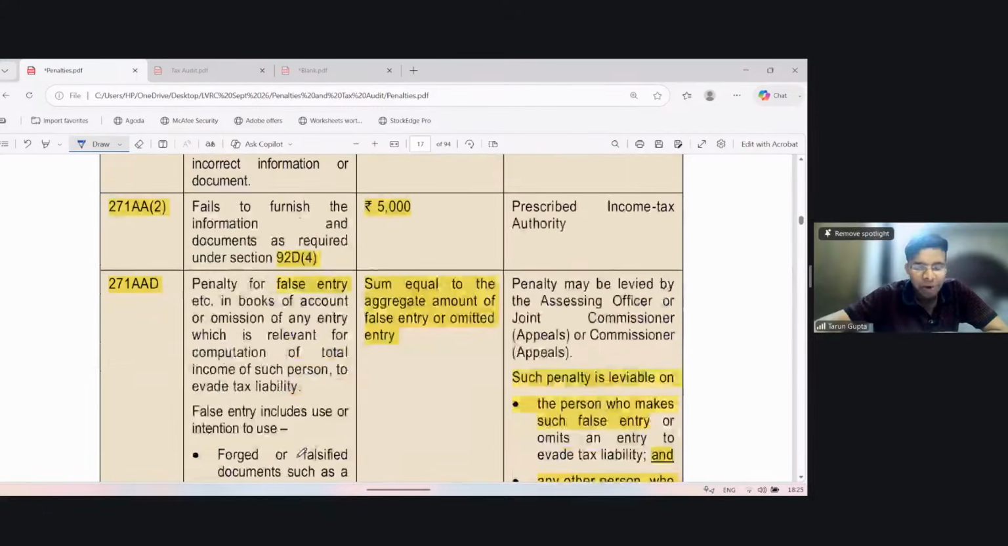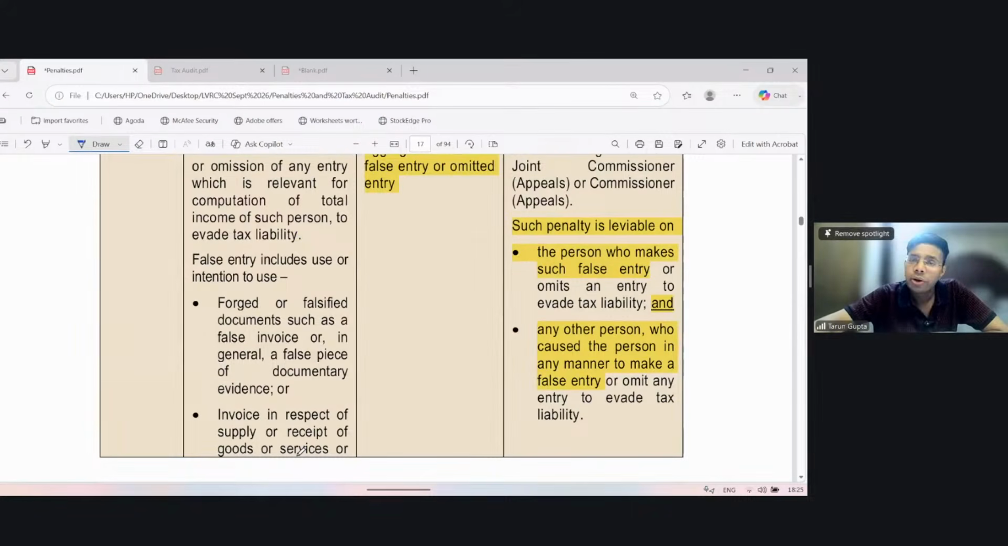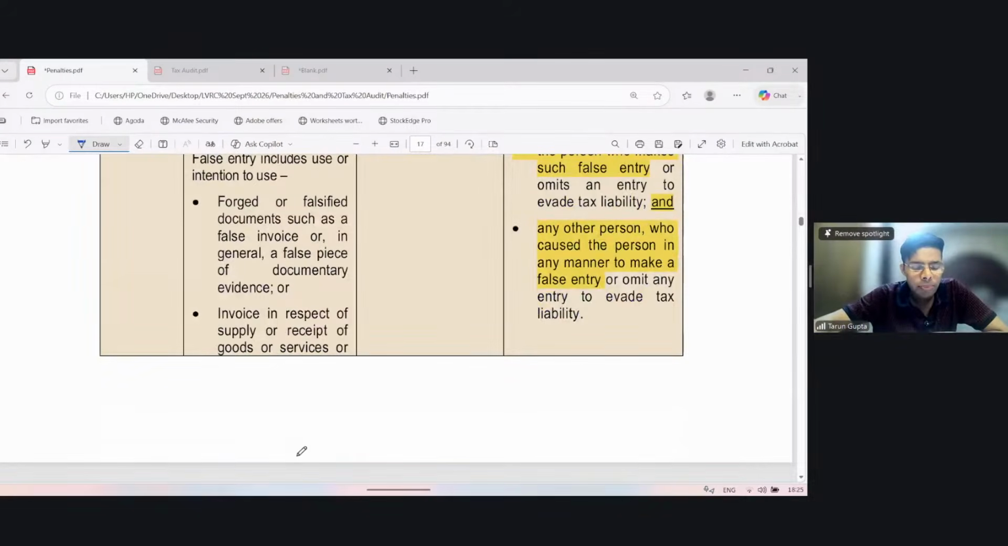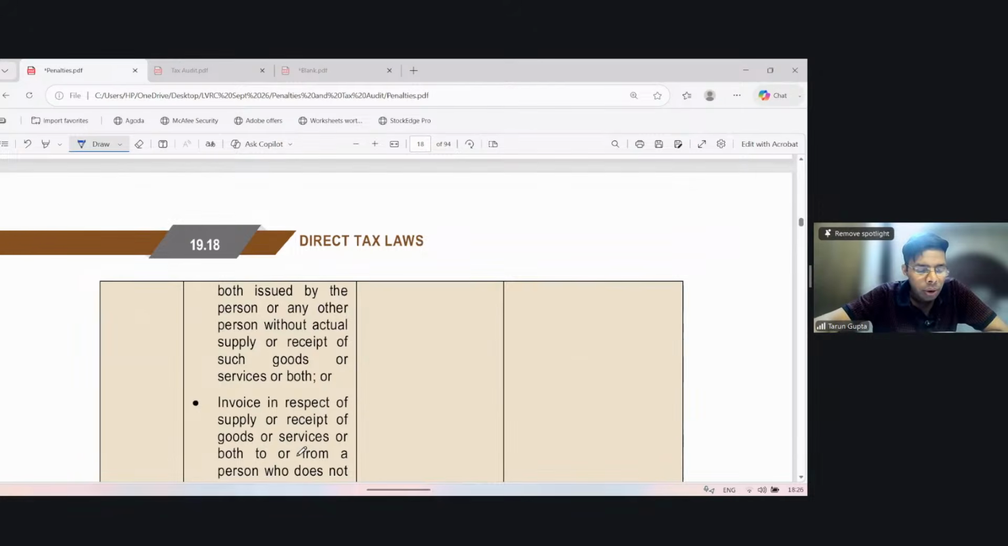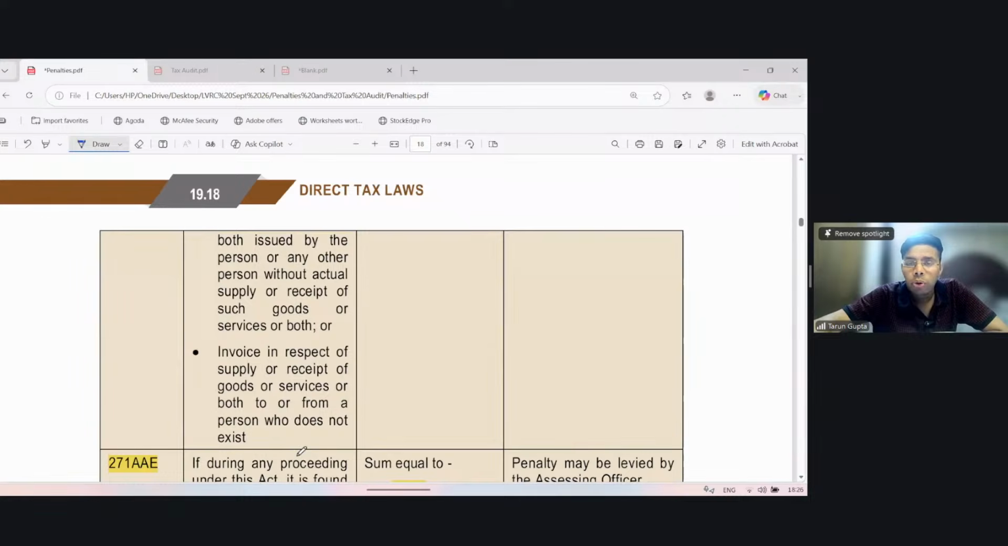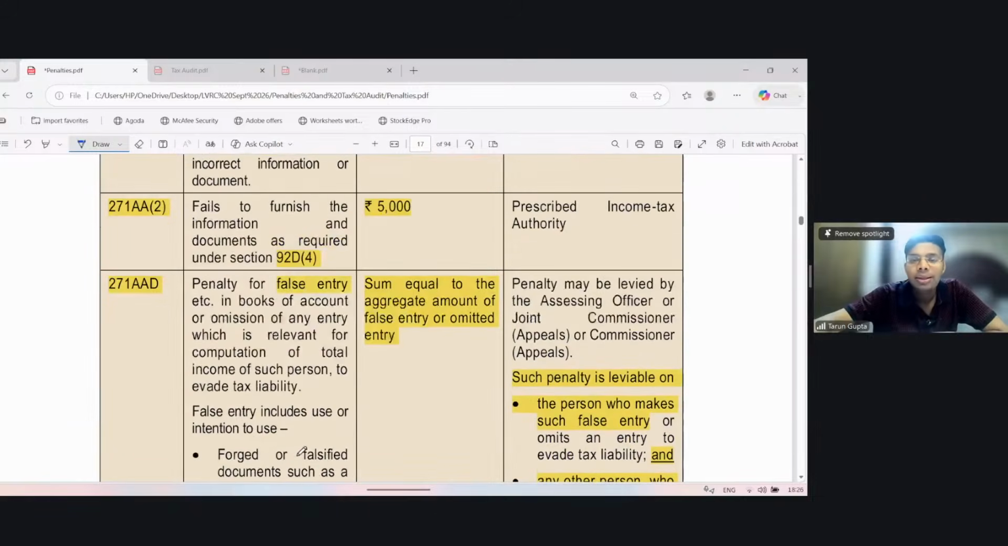271AAD, important section. The default is penalty for false entry in the books of account or omission of any entry which is relevant for computation of total income of such person to evade tax liability. The false entry includes any forged or falsified document, such as a false invoice or a false piece of documentary evidence, or an invoice in respect of supply or receipt of goods or service where such goods or service were never received, or an invoice in respect of supply or receipt of goods or service from a person who does not exist. All these cases come under the false entry. In this case, the penalty is equal to the amount of false entry, right?